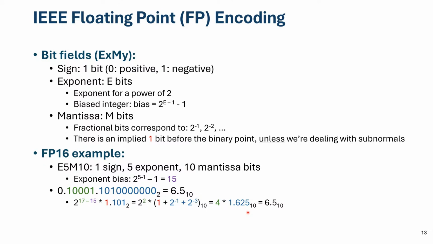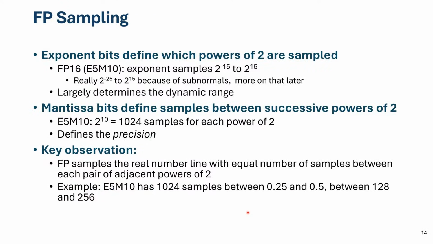Okay, so floating point sampling. As I mentioned, exponent bits define which powers of 2 are sampled on the real number line. For FP16, exponent samples are between 2 to the negative 15 and 2 to the 15. In reality, it's wider than that because of subnormals, which I'll cover later. That largely determines your dynamic range, the ratio of your largest representable magnitude to the smallest representable magnitude. For FP16, that dynamic range is roughly 40 powers of 2.